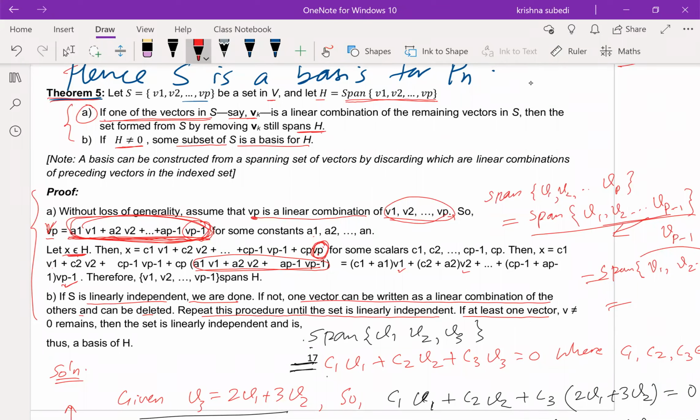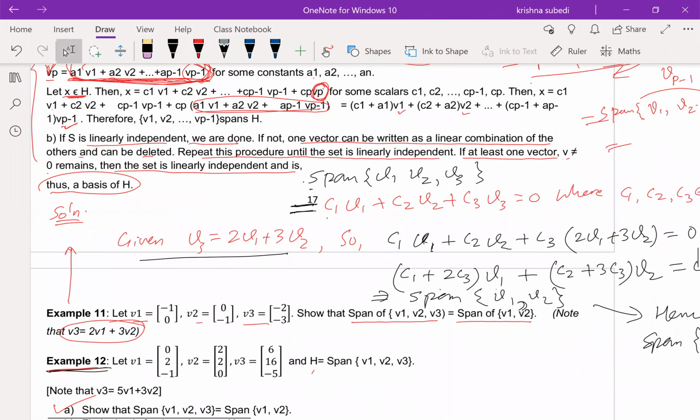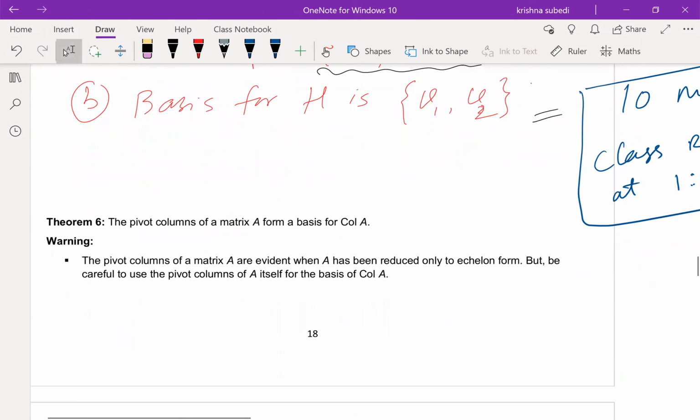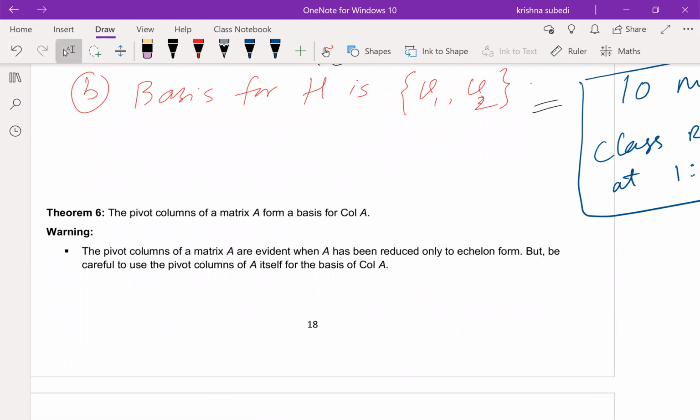If at least one vector, which is not 0, remains, then the set is linearly independent and is thus a basis of H. This is exactly what we did in Example 11 and Example 12. Okay, now another theorem. The pivot columns of a matrix A form a basis of Col A.